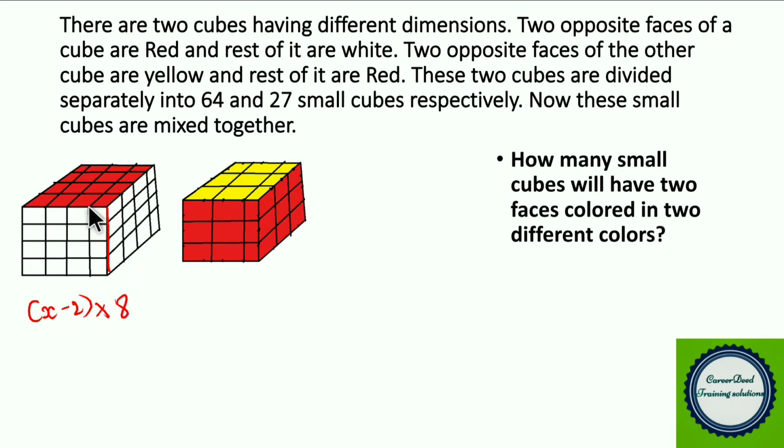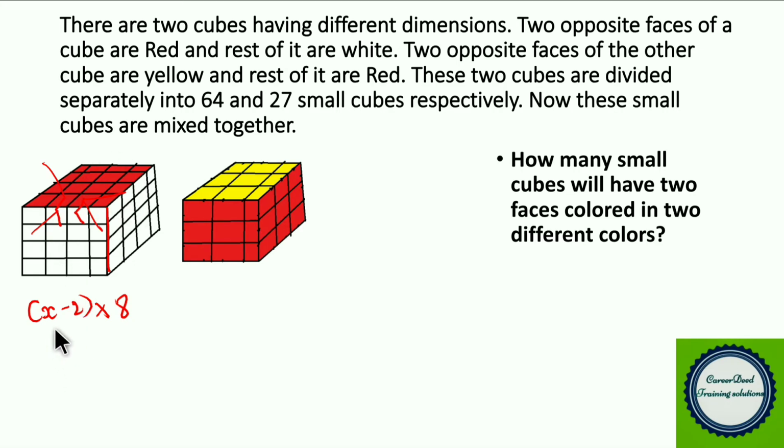See, if you take the top, for example, if you take this cube 1, 2, here the top part is painted in red and the side part is painted in white, right? In this way you have to find the small cubes painted in different colors. It is available in only 8 edges, right?